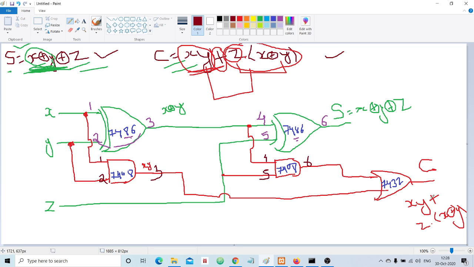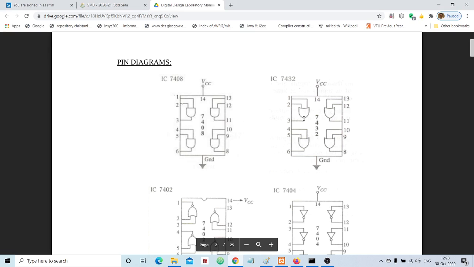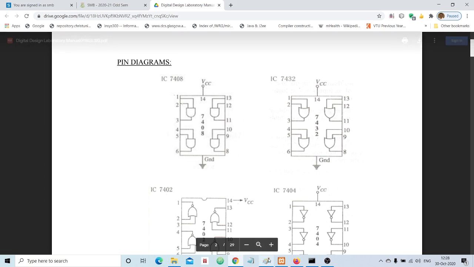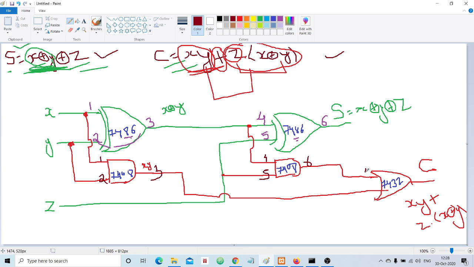Correct? Okay. Finally, we are left with the 7432 IC. Again, refer to the pin diagram of the 7432 IC to know the input pin numbers and output pin number. 1 and 2 are the input pin numbers for the first OR gate in the 7432 IC, where you will get the output at pin number 3, right? So what we have to do, we need to give first input pin number 1, second input pin number 2, output you will get at pin number 3. So at pin number 3 of 7432 you can expect the carry.